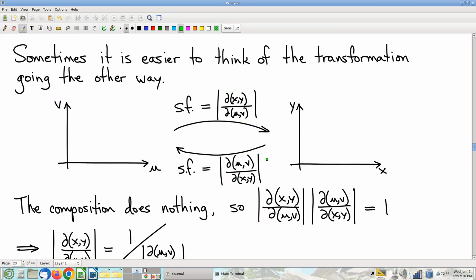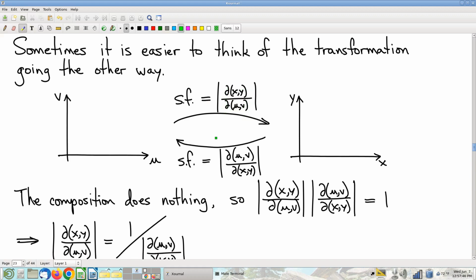Now it's tempting to say, oh look, this is literally the reciprocal of that one, because fractions and numerators and denominators. But a quick reminder, this is not a fraction. This is a determinant. Determinants are not only not fractions, they're not even close to fractions. They're not limits of fractions. They're totally different critters. So even though we write it as a fraction, you cannot truly believe it's a fraction, because it isn't.